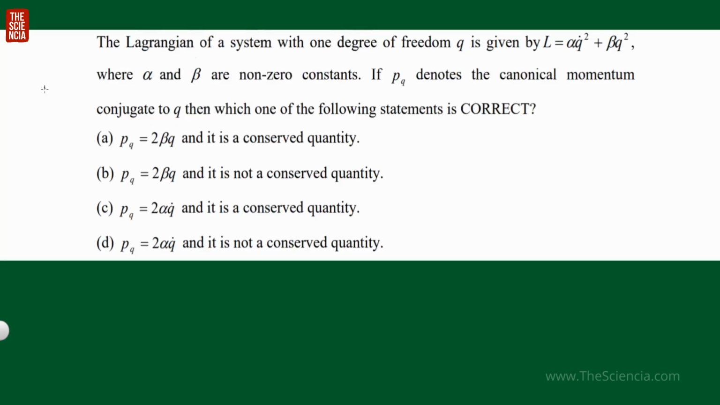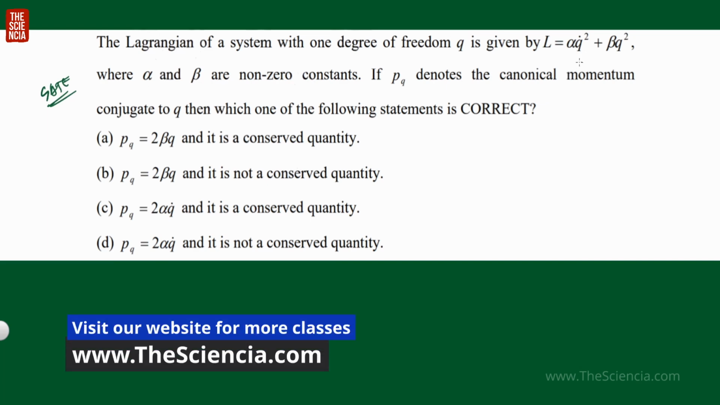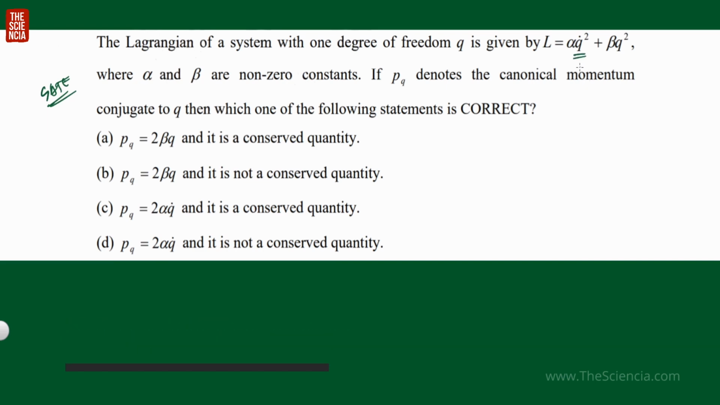This one is a previous GATE problem, and the question is to find out the canonical momentum and check whether it is a conserved quantity or not. Here, look into the Lagrangian first. In the Lagrangian, what is the generalized coordinate? Q is a generalized coordinate, and you check this Q is there. So Q is not a cyclic coordinate. The generalized momentum corresponding to a cyclic coordinate only will be a constant of motion or conserved quantity.